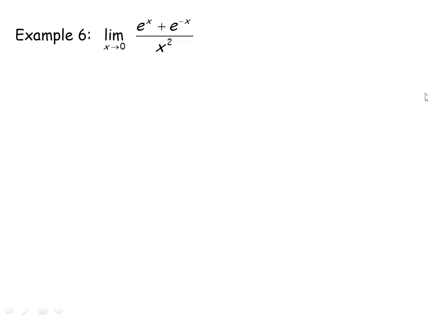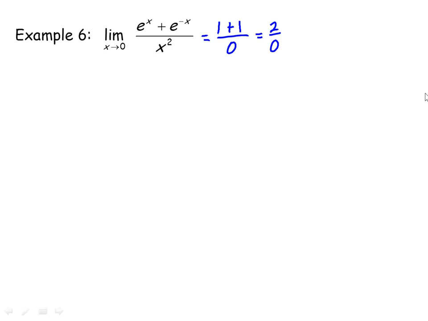Well, if we apply the limit as is, always try that first. E to the 0 power we said was what? Anything to the 0 power is 1, almost anything. Plus 1 over 0. So you're going to get 2 over 0. Do you need to apply L'Hopital's rule? No. This is not indeterminate.